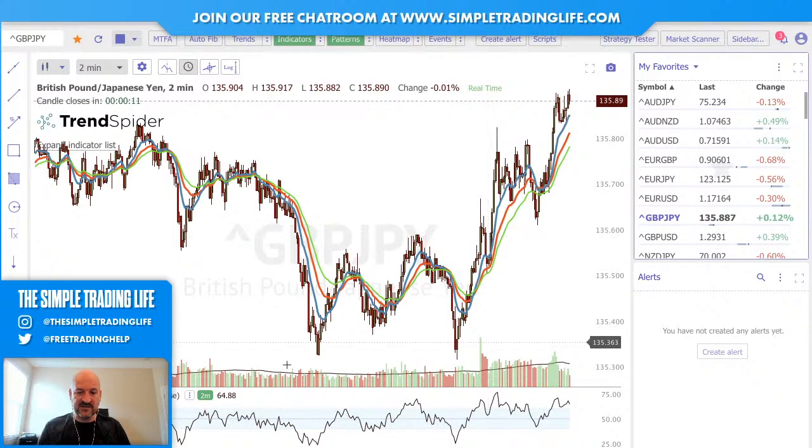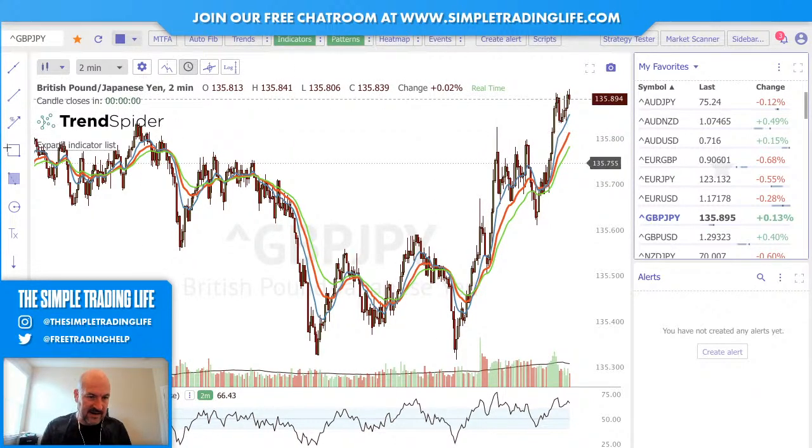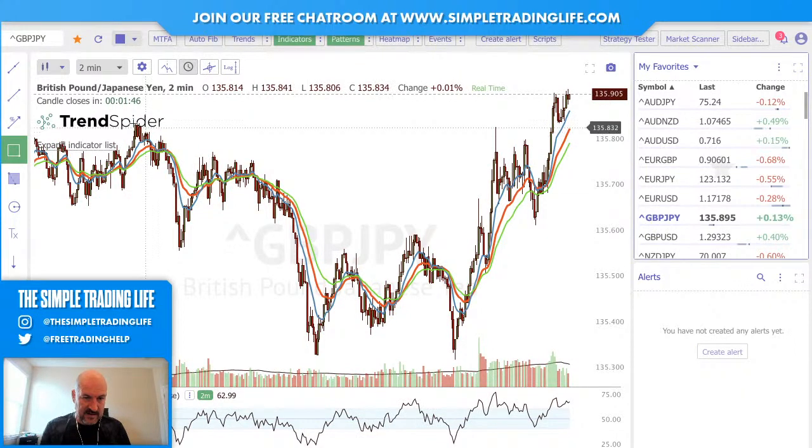Look at this lovely double bottom that we had. See this? Boom. Once you took this level out, you're very likely to get back to the origin of the move, which looks like it was about right there. And look, it got right to it, touched it. See this here? Again, I'll draw a visual for you. The origin of the move was right there.